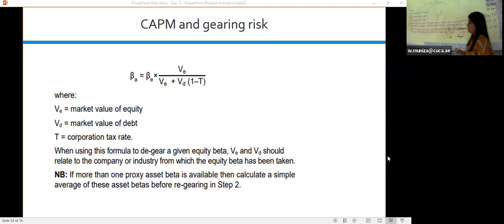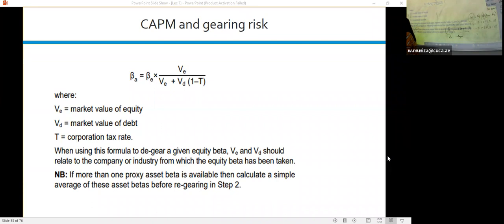Okay, suppose you are thinking to invest in company A. In the same industry in which company A is working, there is a company B. You do not have the beta of company A, so you take the equity beta of company B and de-gear it. You do so using this formula: value of equity divided by value of equity plus value of debt times (1 minus t). You will be getting the asset beta.